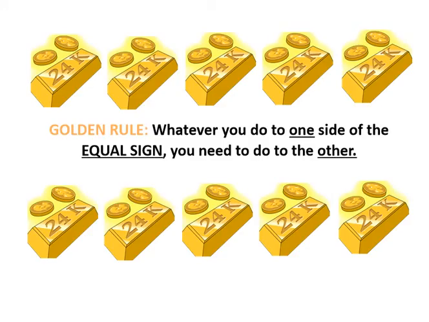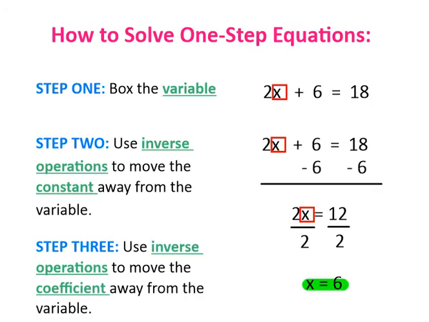So just a quick reminder of the golden rule of equations. Whatever you do to one side of the equal sign, you have to do to the other side of the equal sign, and that applies for all types of equations. Okay, so how do you solve two-step equations? And this should say two-step equations right here. So please fix that on your notes.